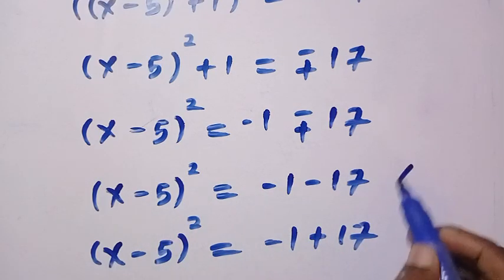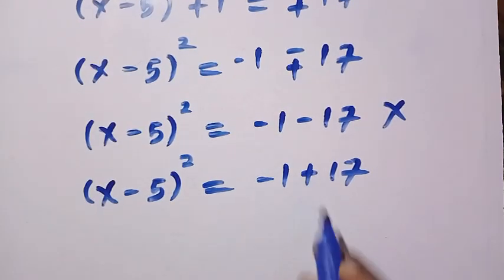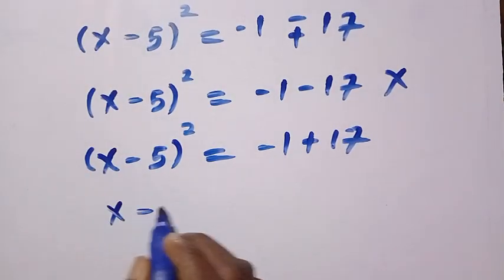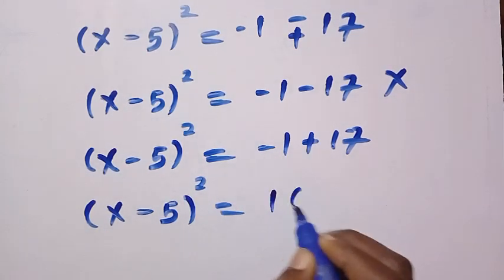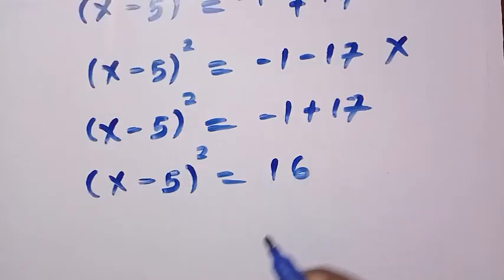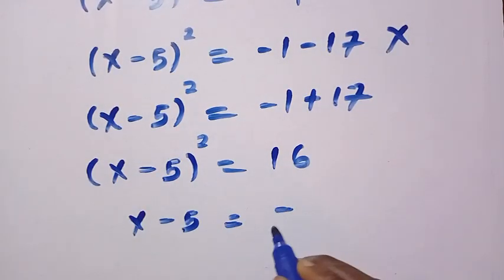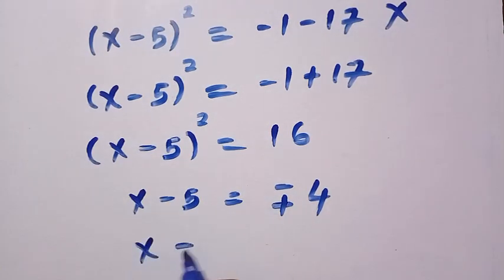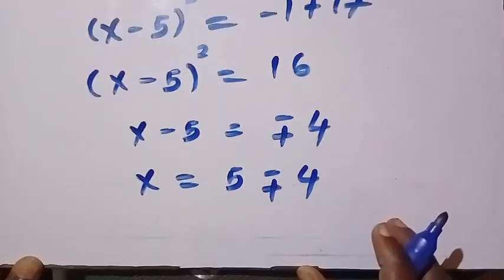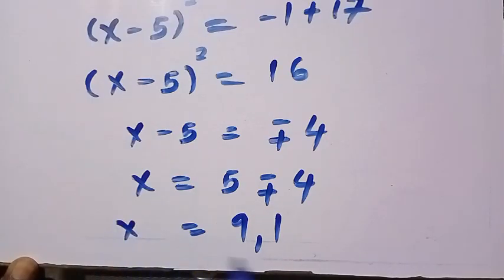But looking at this, it gives us a complex number. We are going to reject that one. So let's focus more on the second one here. Here becomes x minus 5 raised to power 2 equals minus 1 plus 17, that is 16. Then we take the square root of both sides. Taking the square root of both sides, we have x minus 5 equals minus plus 4. And by taking 5 to other side, x equals 5 minus plus 4, where the result of this gives us 9, 1, as we got from the beginning.